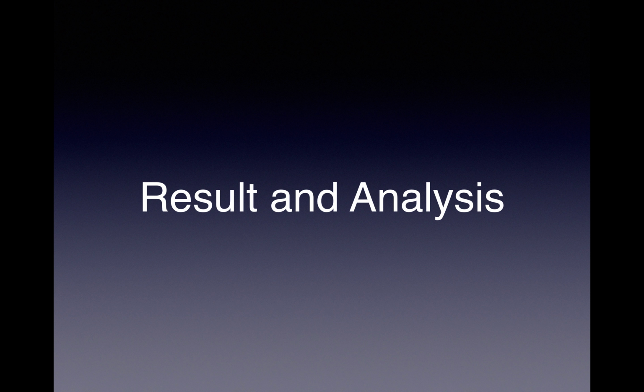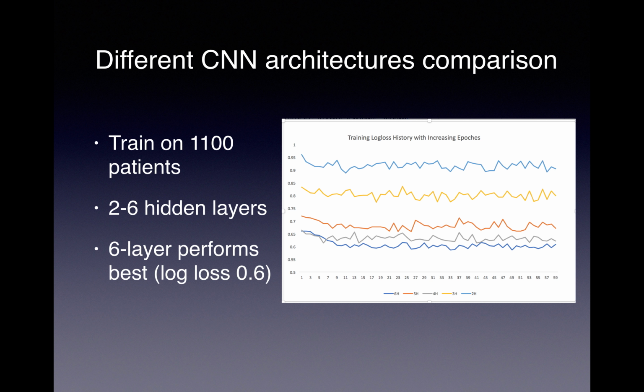At first, we want to tune the hyperparameters of our CNN module. So we use 5 different numbers of hidden layers for the CNN module. From the picture, we can see that the performance improved with more hidden layers, and the module with 6 layers performed the best and can achieve 0.6 log loss.